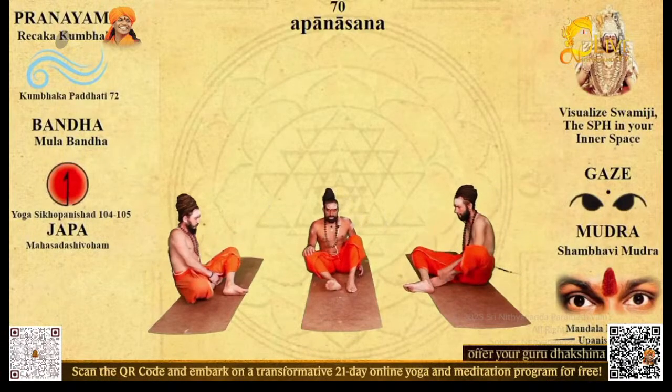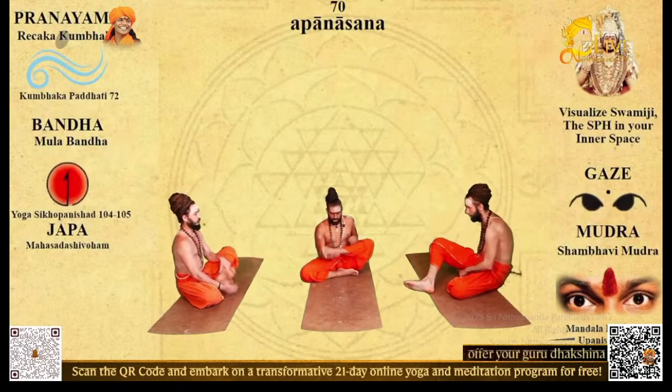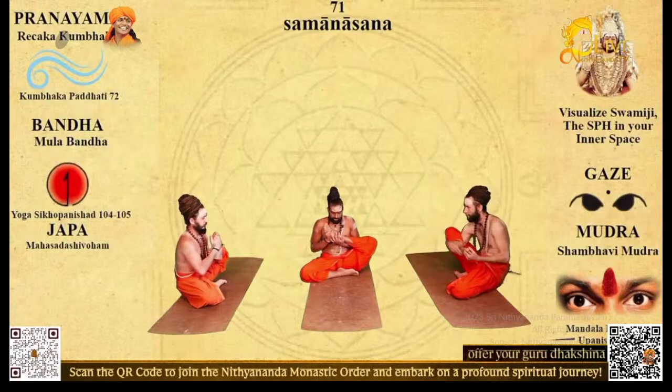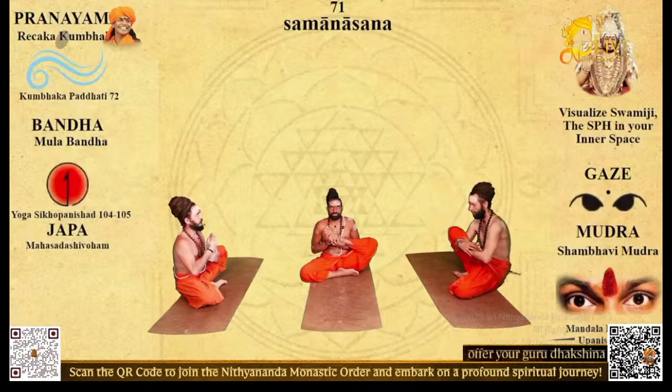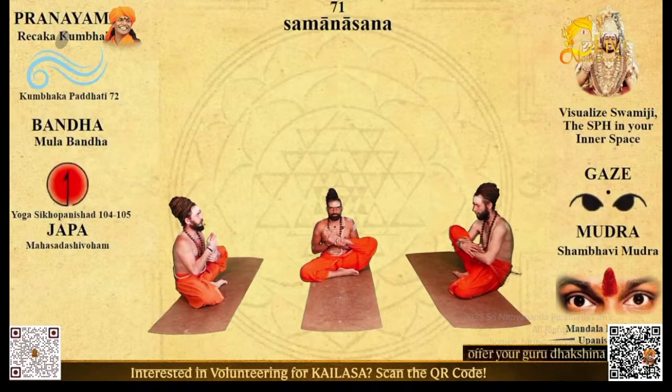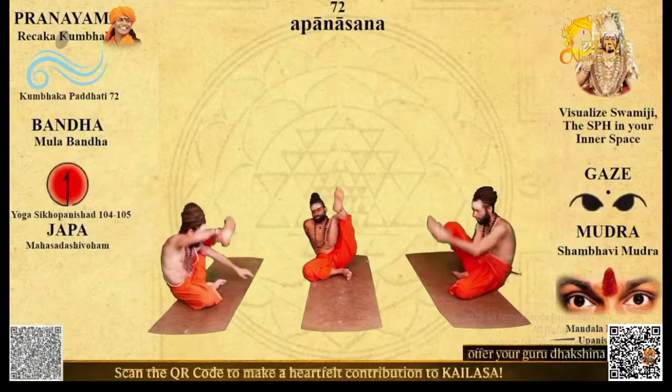The next asana is Samanasana on the other side as you bring the left heel close to the perineum. Lift the left feet towards the chest. Gaze to the third eye. Visualize Swamiji in your inner space. Now bring the left leg on the top of the shoulder.